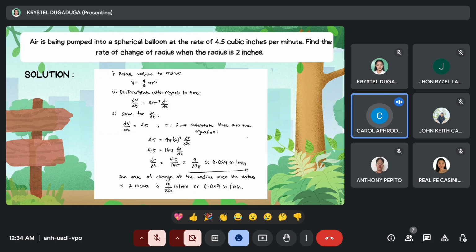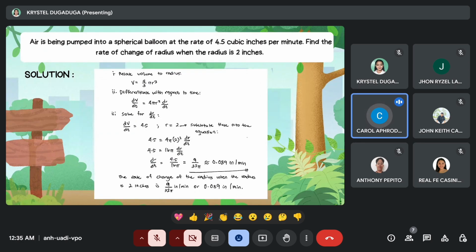And we need to find the rate of change of the radius, which is dr over dt, when the radius is 2 inches. So first, we have to relate the volume to radius. So volume is equal to 4 over 3 pi r cubed. And then, differentiating with respect to time, dV over dt equals 4 pi r squared times dr over dt. Then after having this equation, we have to solve for dr over dt.